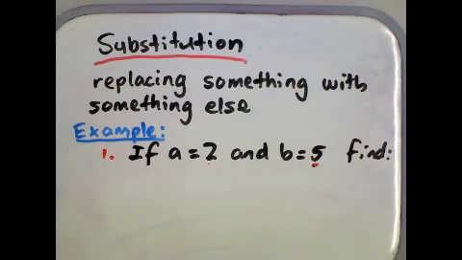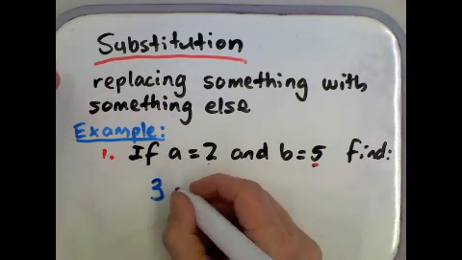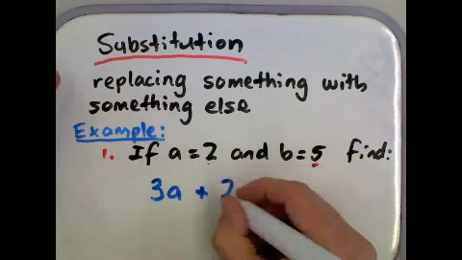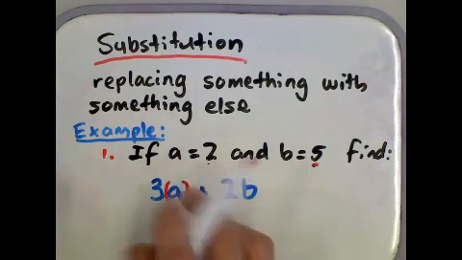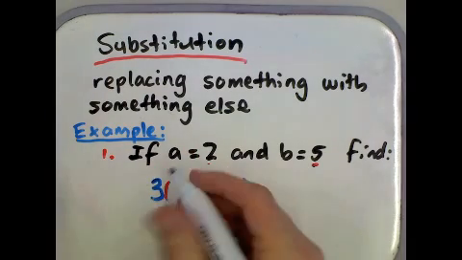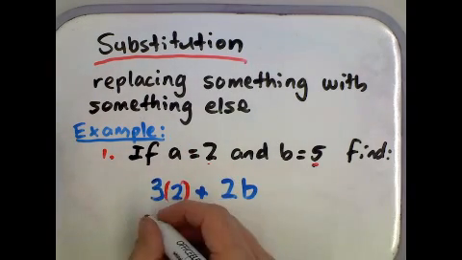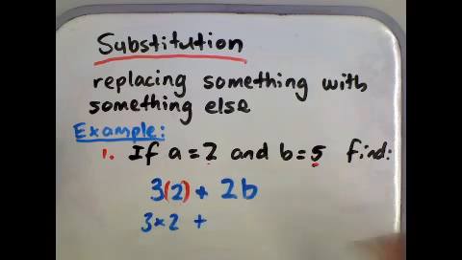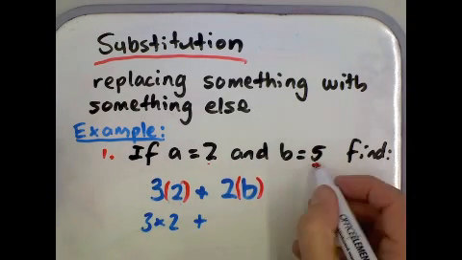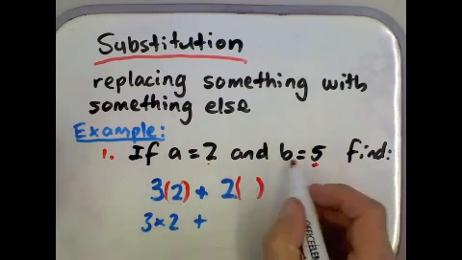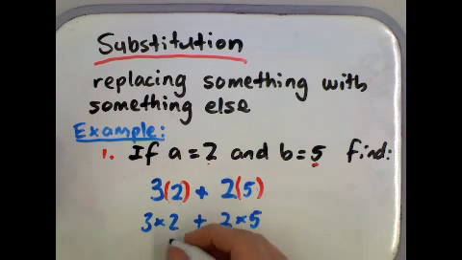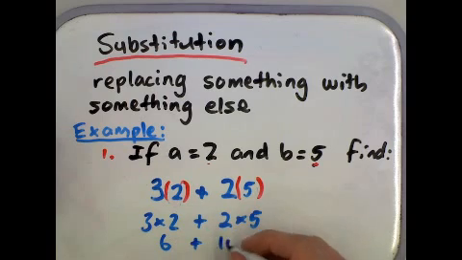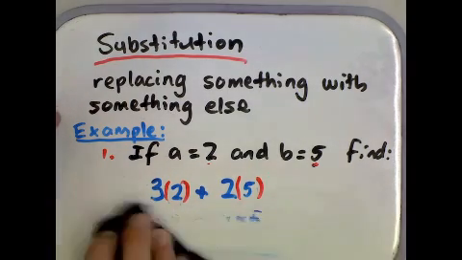Okay, another example. Things start to get a little bit harder. Let's start looking at 3a plus 2b. That means 3 times a plus 2 times b. Replace the a with the 2, and that gives us 3 times 2, plus 2 times 5, so replace the b with a 5. So 3 times 2 is 6, plus 2 times 5 is 10, that gives us 16. And there's our answer.